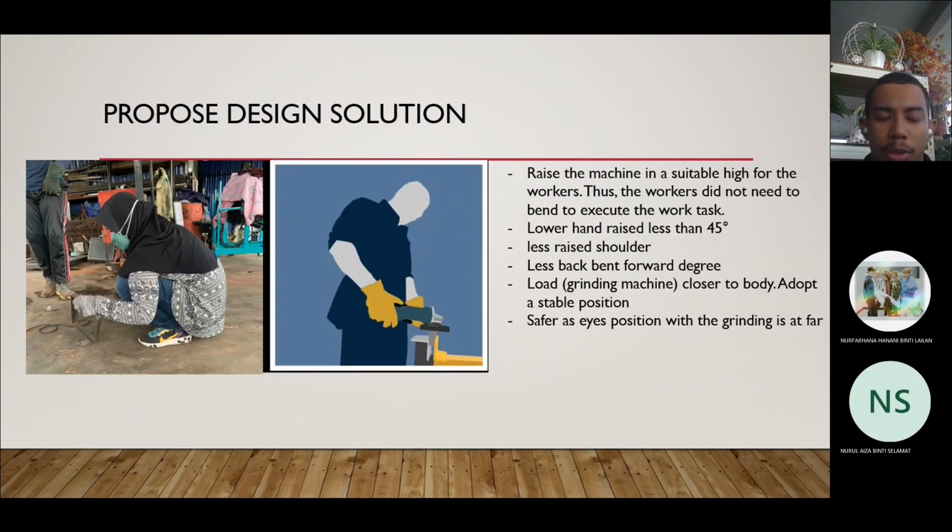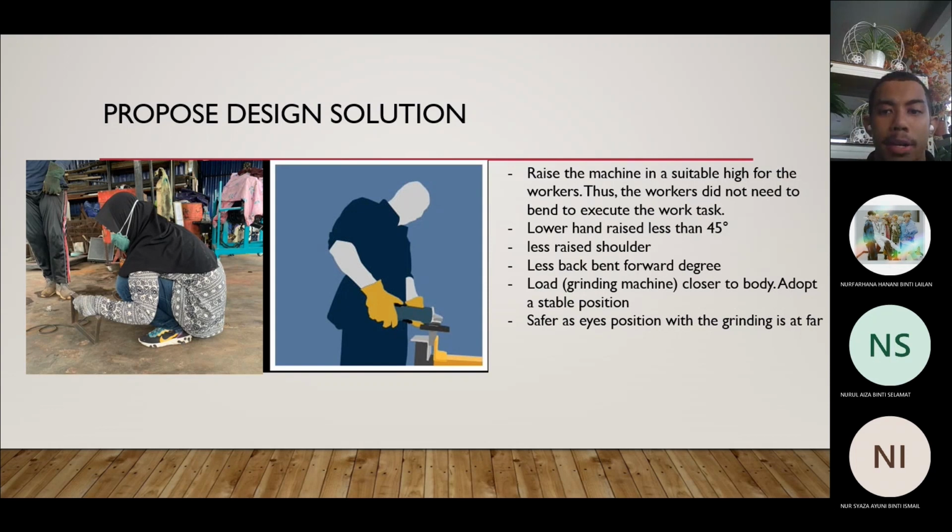As the purpose of the design solution, the workers need to raise the machine to a suitable height so they can work efficiently. Thus, the worker does not need to bend to execute the work task, so it can reduce back pain. Other than that, the picture on the right is the corrected design. The design shows a lower head raise of less than 45 degrees.